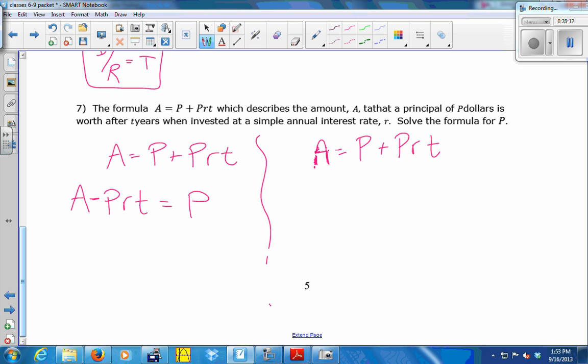I have 1P. I have A equals P plus RT P's, right? Because I can do multiplication in any order I want. So I have 1P plus RT P's. How many P's do I have? I have 1P plus RT P's.